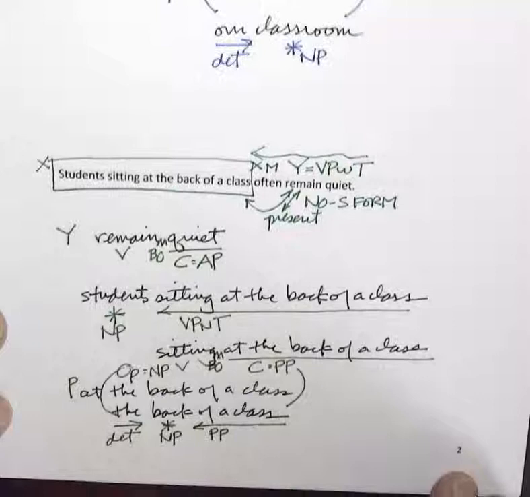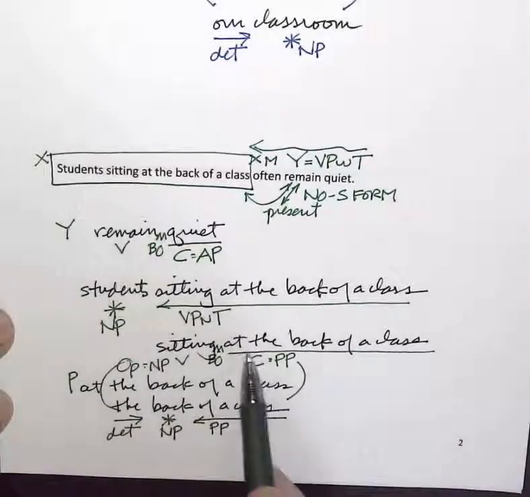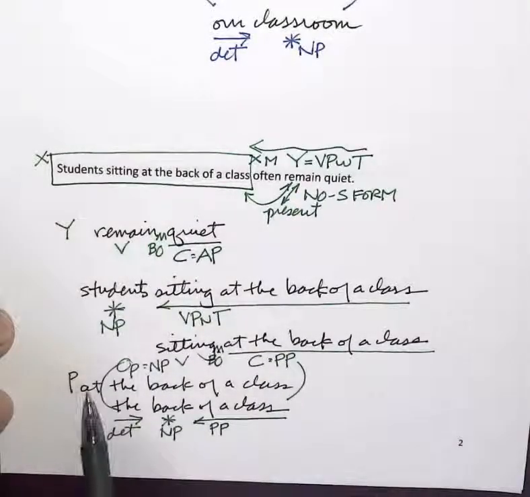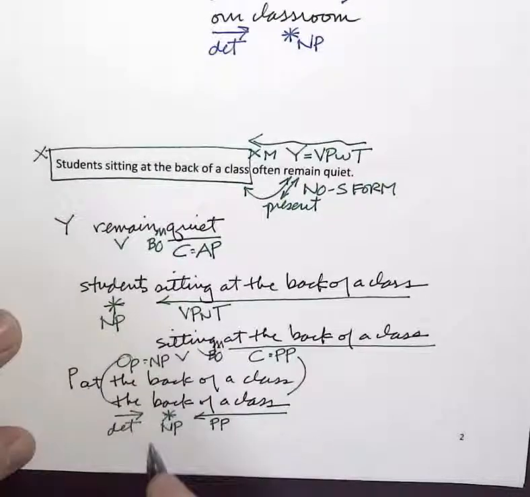This to me is so interesting. Look at this. Sitting at the back of a class, prepositional phrase. The object of the prepositional phrase is a noun phrase, the back of the class. And when I analyze the back of the class, I find another example of a prepositional phrase as a modifier. One prepositional phrase inside another one is an example of something called recursion.